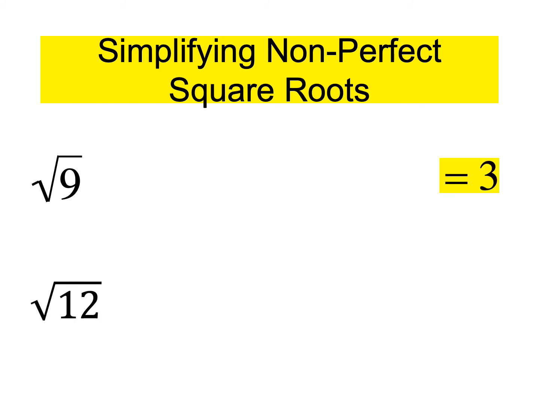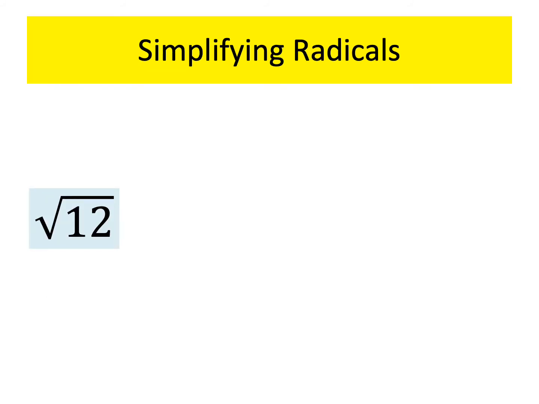But when we do the square root of 12, we run into a problem, right? If we plug that into your calculator, it rounds this to an answer. I want an exact answer. I want to be able to put an equal symbol. We have one other technique that we can do. This is called simplifying radicals. Radicals meaning the square root symbol. Okay? So how do you simplify this?